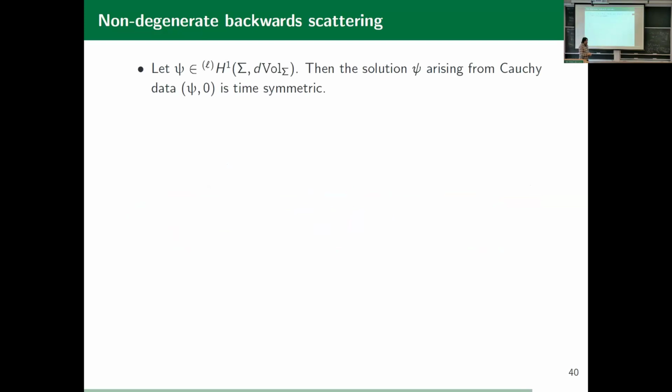So why is it useful to split into H1 and L2? It's because solutions arising from H1 and 0 are time symmetric. And then solutions arising from 0 and L2 are time antisymmetric, which means the whole solution is determined by one radiation field. So we can understand all the low frequency obstructions and the high frequency obstructions to the existence of a solution.